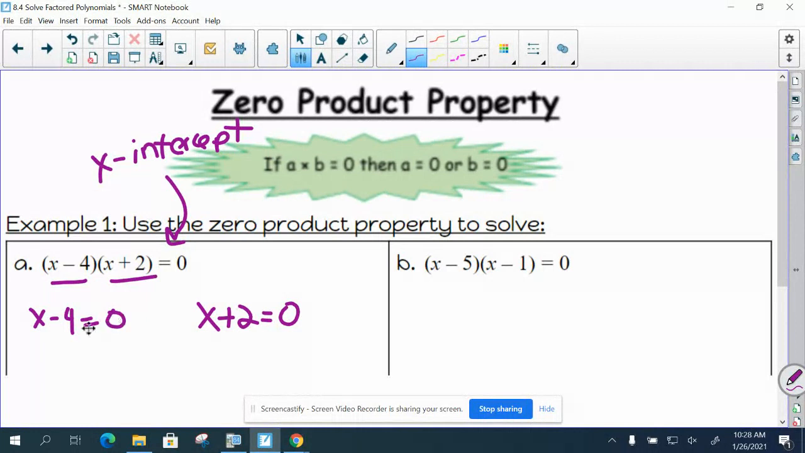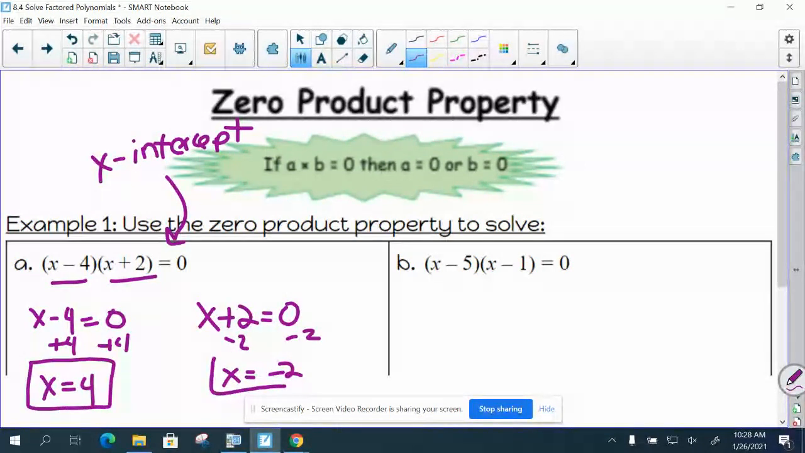So if I'm solving for x here, I would add over the 4 and get x equals 4. And then here I would subtract the 2 and get x equals negative 2. So these would be the zeros of our function, or your solutions. So let's take a look at this on Desmos.